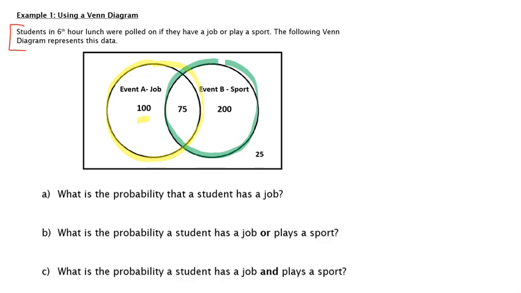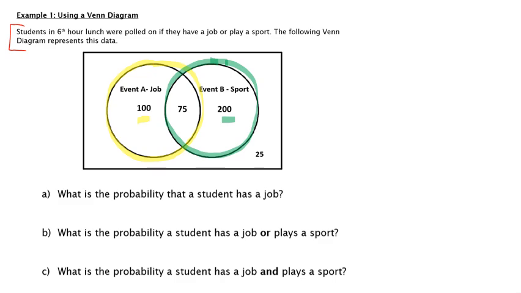Anything within that yellow circle represents someone who identified as having a job. The green circle I created is event B. So you have 200 students who identified as being in a sport, and then 75 students also identified as being in a sport but fell within both categories. So they identify as having a job as well as being involved in a sport.